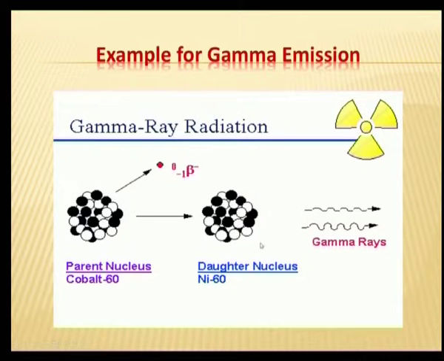And for gamma radiation, the example will be the parent nucleus cobalt 60 giving rise to the daughter nucleus nickel 60. You have cobalt 60, nickel 60, and you have gamma rays coming here. The parent nucleus gives rise to an electron, and the daughter nucleus again has the mass number 60, and along with the electron there will be gamma radiation.